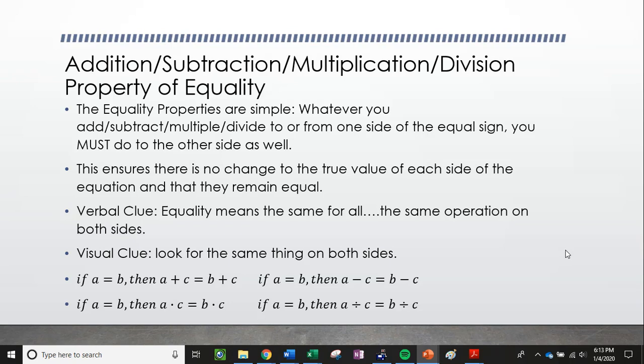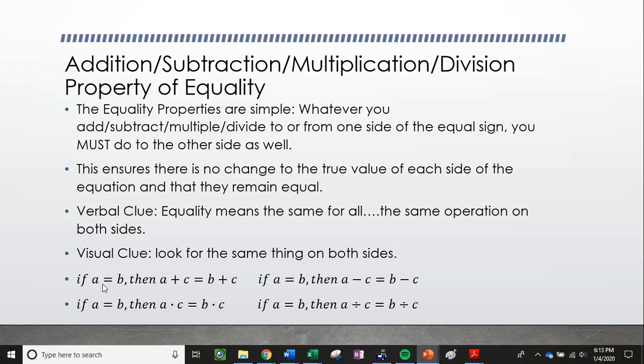At the end of the day, when it all boils down to one number on one side and one number on the other side, they're going to be the same. So if we're going to change something about one side, in order to keep that balance, we don't want to tip the scales. So in order to keep that balance, we have to make that same change to the other side. And that's exactly what all of the properties of equality tell us. Okay, equality means the same for all. So you're doing the same operation on both sides of the sign.